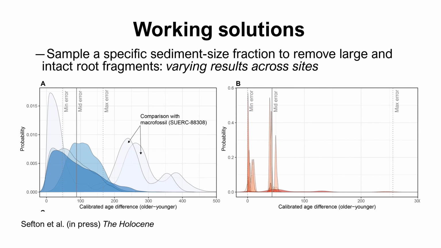These plots here compare older versus younger age probability distributions, and the only difference that is greater than the sample measurement error is the macrofossil samples. So in the Seychelles, the bulk sediment ages and the sieve sediment ages are pretty much the same.